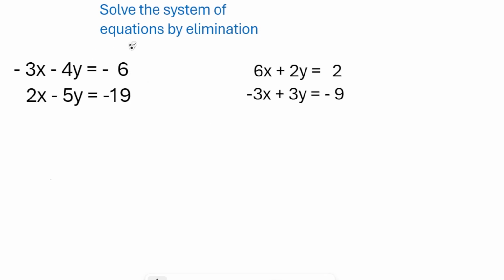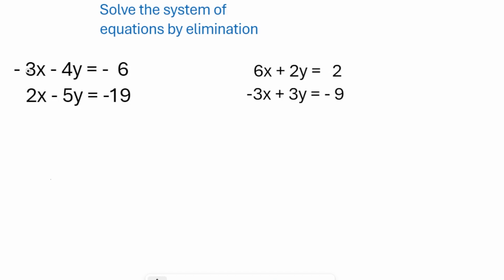Solve the system of equations by elimination. Whenever you solve by elimination, we have to get rid of either the variable x or the variable y. You get to pick. In this case, I want to get rid of the variable x. So to get rid of it, I should have the same numbers and different sign.